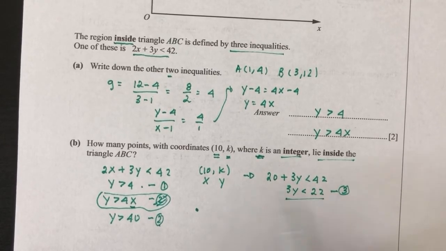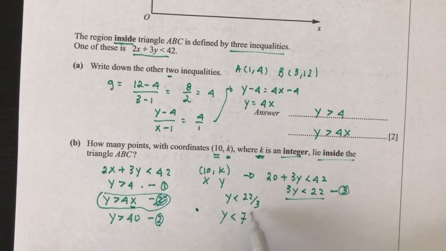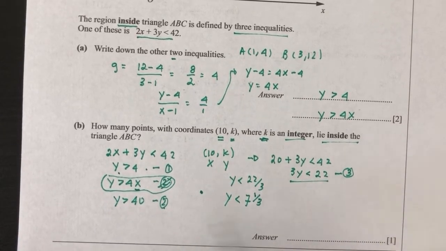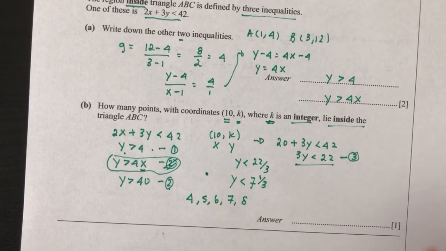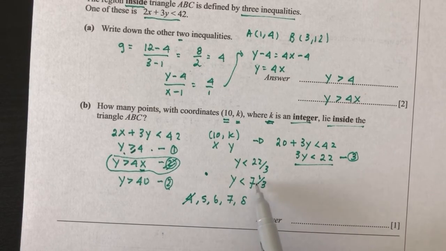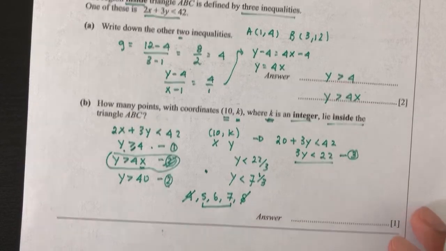So value of y will be what? So y will be less than 22 divided by 3, which is less than 7 and 1/3. So integer values between this and this, let's find out. So from 4 we have 5, 6, 7, 8. So it needs to be, it cannot be 4 because it is not inclusive, so 4 is not. It must be less than 7 and 1/3, so it cannot be 8, so we only have 3 points possible.